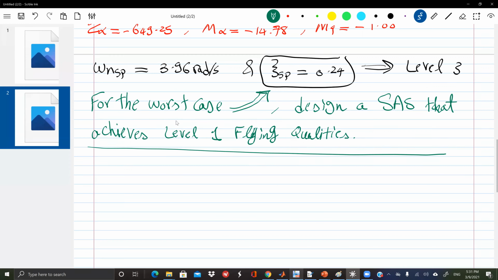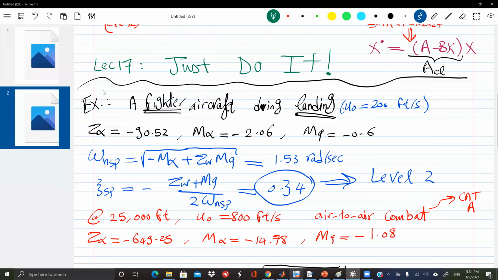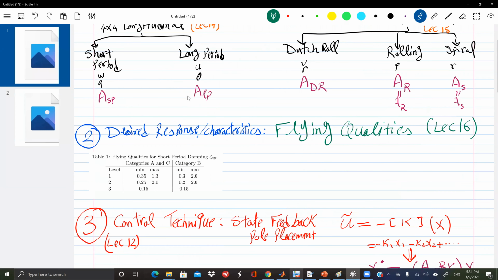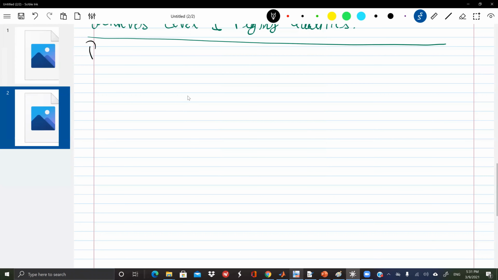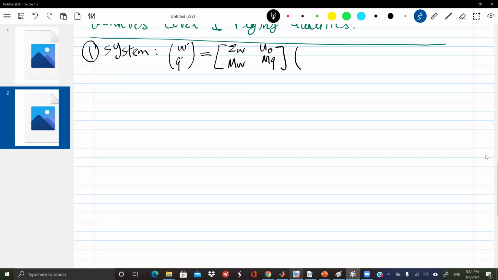So how can I design a controller? Here are the steps. First, write down your system, for the short period mode. And again, this is something that you need to include in your cheat sheet: the system structure for all the 5 modes. The short period mode is W and Q. I'm not going to derive it again, just copying out of the cheat sheet. This is Z_W, U naught, M_W, M_Q, from lecture 14, times W and Q, plus the B matrix for the short period mode. We derived the A matrix together.